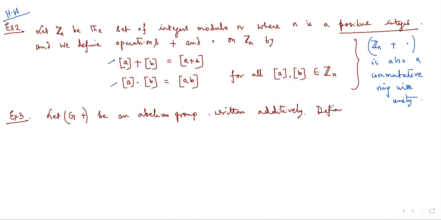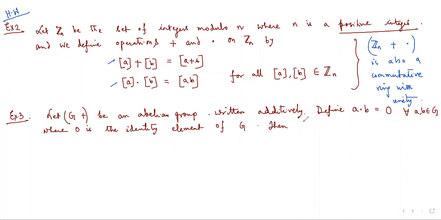We define an operation such that when we consider a and b, the two elements, a dot b becomes 0 for all a, b belonging to G, where 0 is the identity element of the group capital G. Then such a ring G plus dot, you can very well show that it is a ring, and this ring is called a null ring.